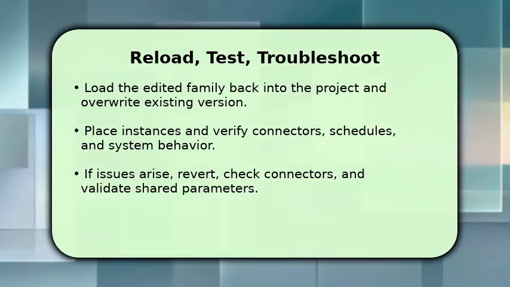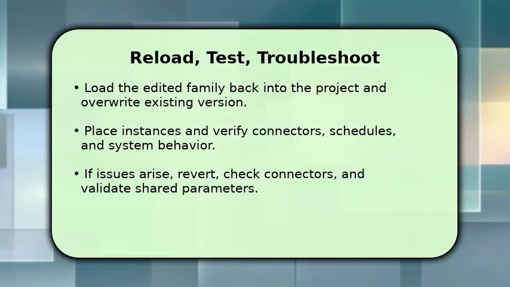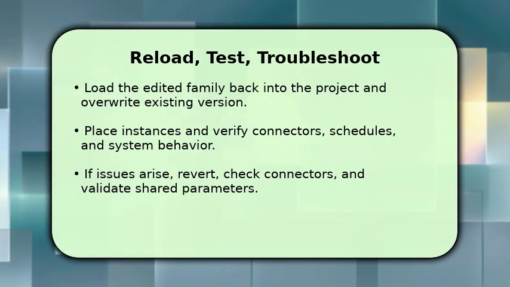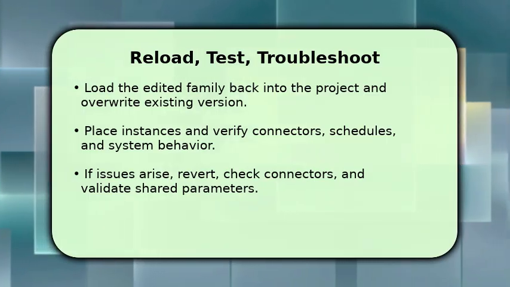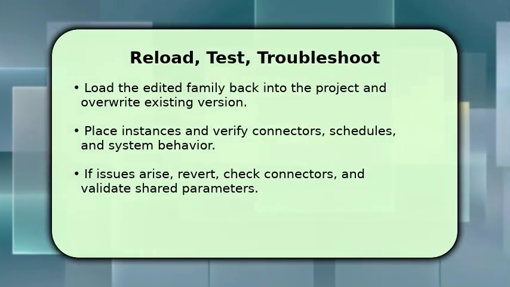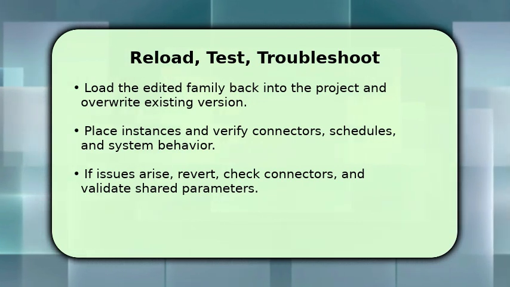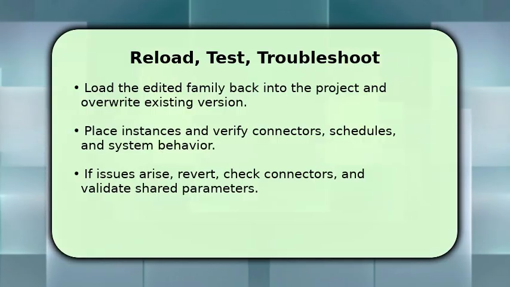If systems don't behave as expected, first revert to the previous family copy, then compare connector types and shared parameter mappings. Mismatched connectors are the most common cause. If that fails, check that the project system types accept the new category, and then reload after correction.